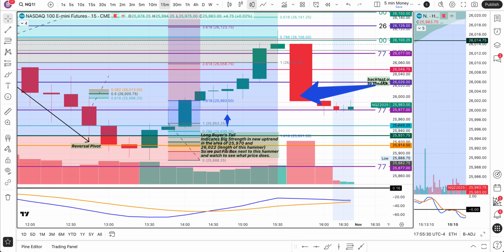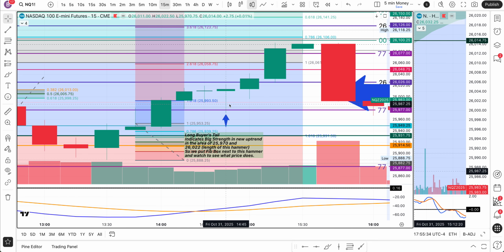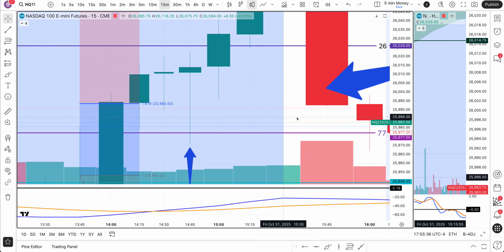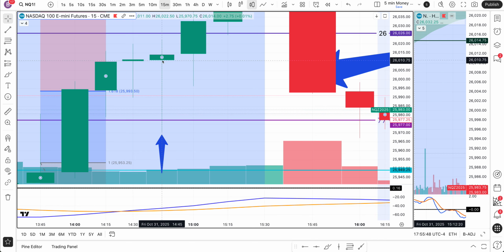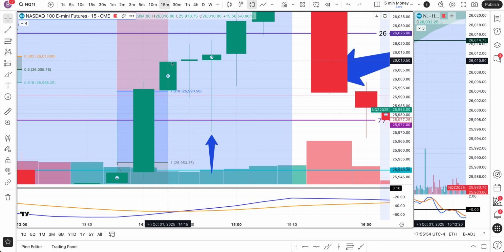And let's say you see this hammer, and the idea behind a hammer, again, always is that price got pushed down, like the sellers took control here, but only for a very brief moment, right? And then the buyers pushed it right back up again. And in the case of a green hammer like this, they actually closed it above where that candle started. So, very aggressive area here for buying.